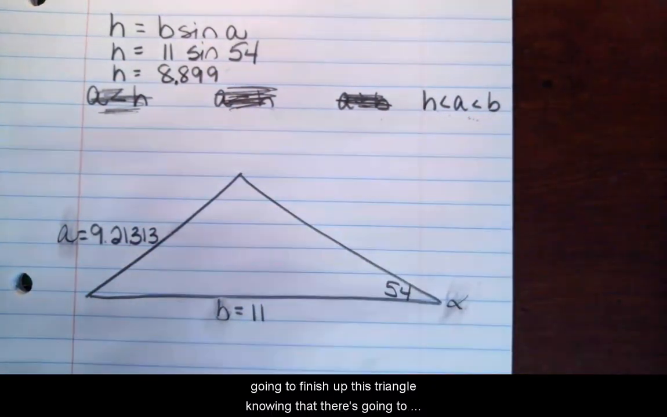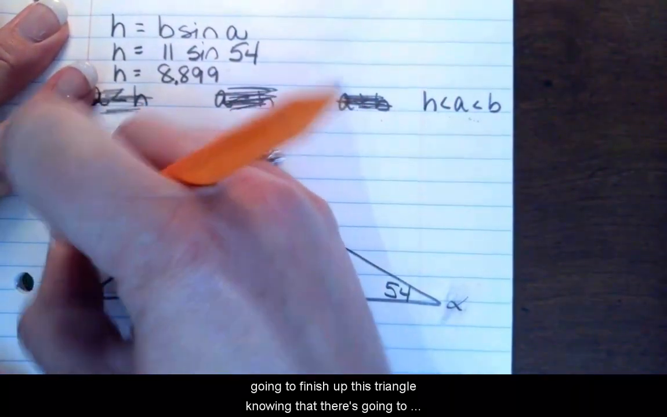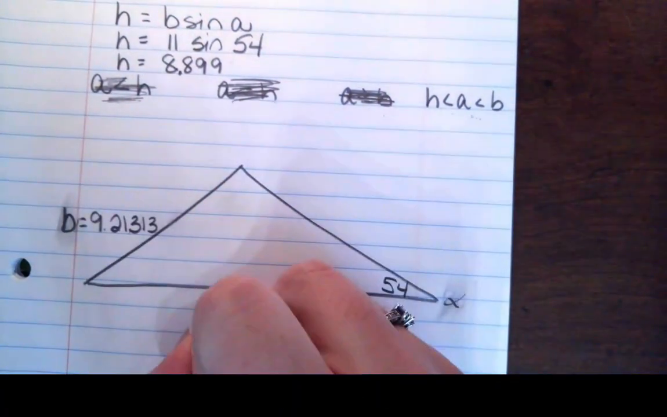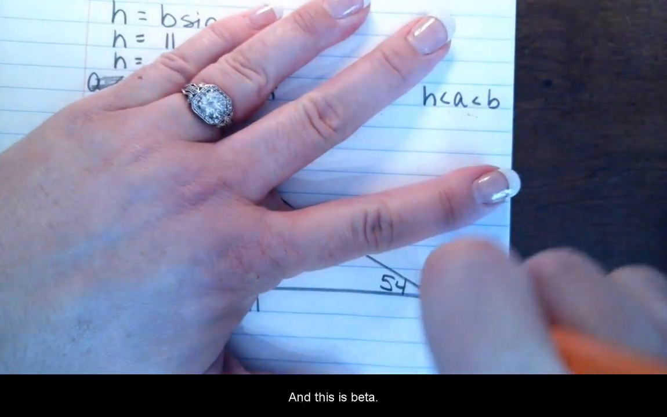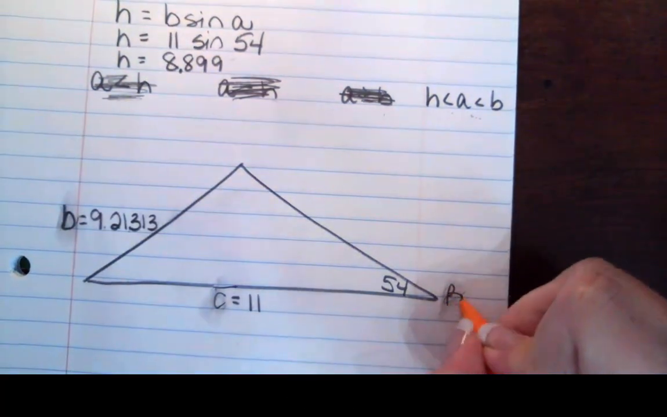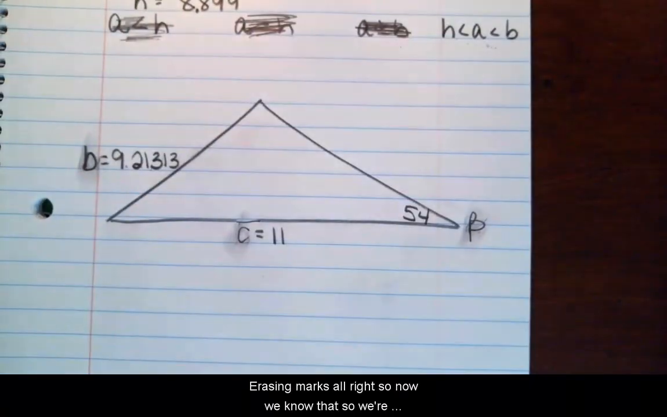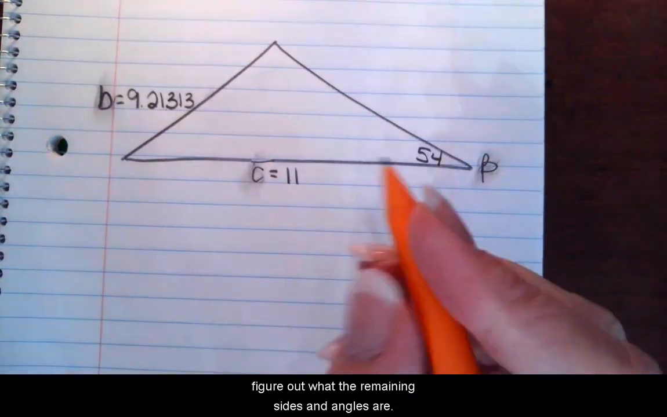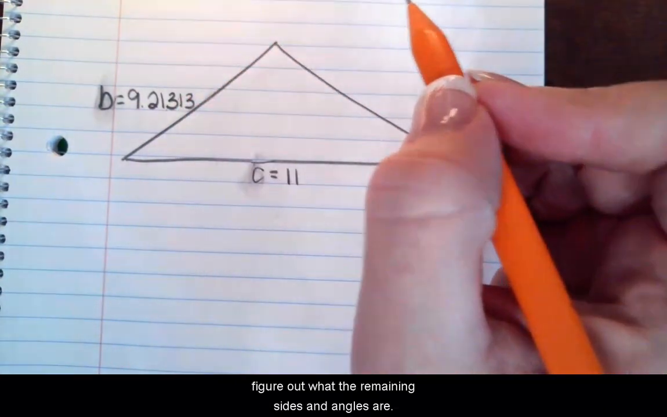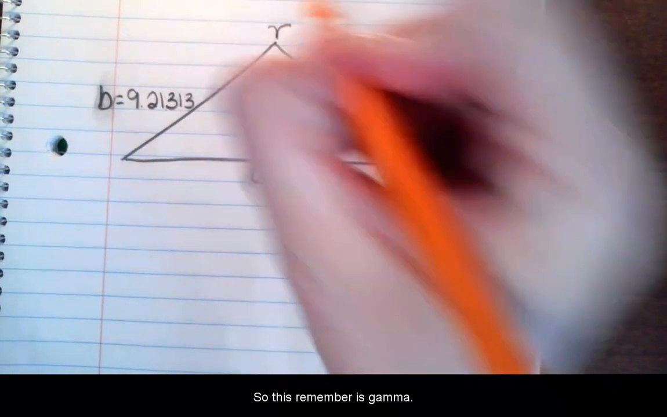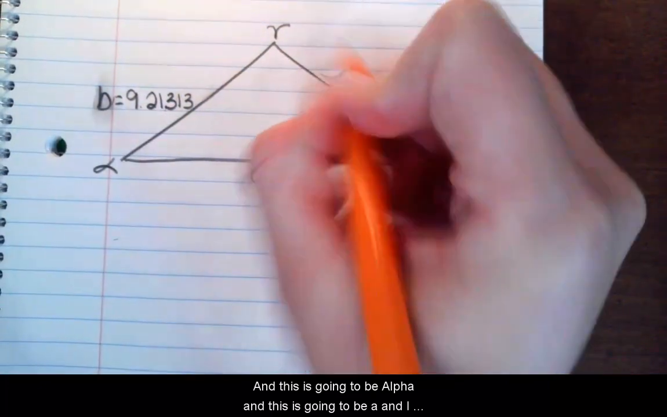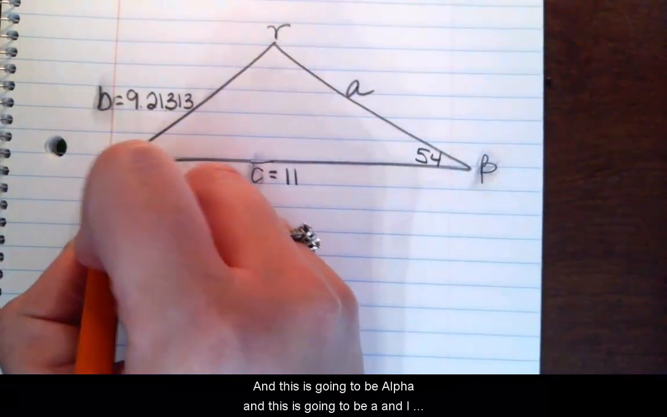So what we're going to do is finish out this triangle, knowing that there's going to be 2 of them at the end. We're going to go back to the original labeling where this is B, this is C, and this is beta. So all of my little erasing marks. All right, so now we know this. We're going to go back in and use the law of sines to figure out what the remaining sides and angles are. So this, remember, is gamma. And this is going to be alpha, and this is going to be A. And I know what B and C are.